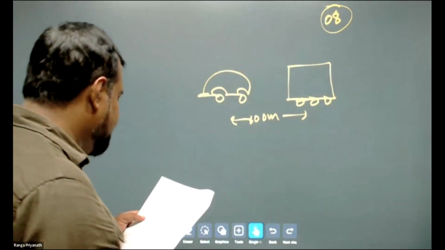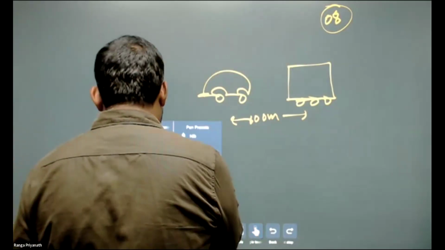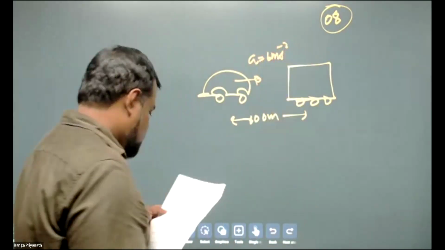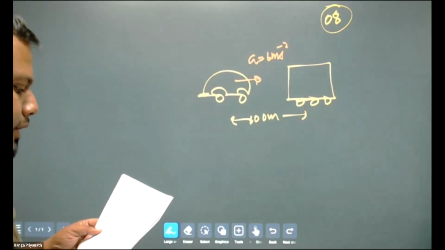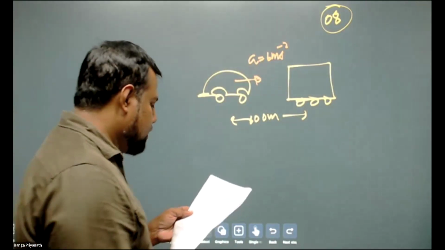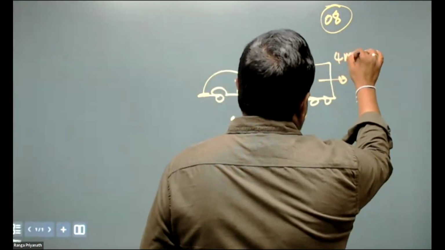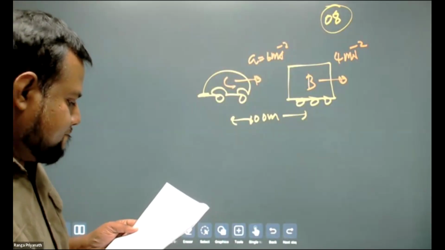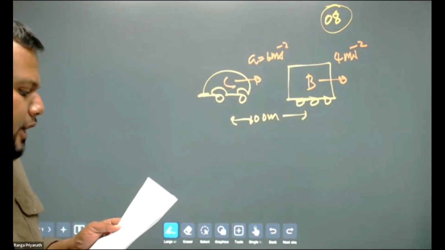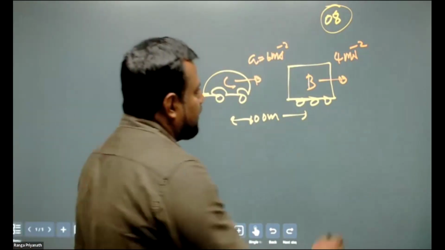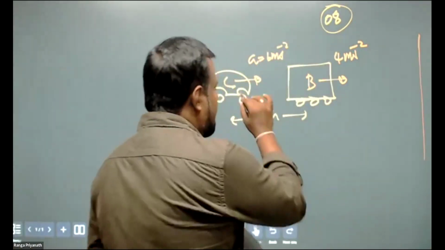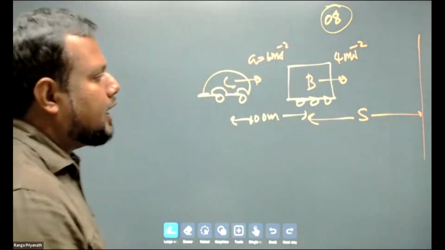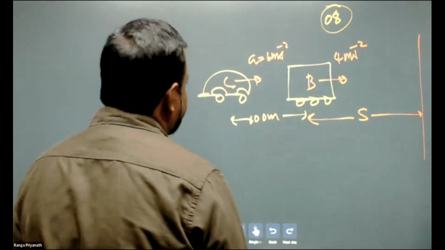If the car starts moving with an acceleration of 6 m/s², when the traffic light turns green, the bus starts moving with an acceleration of 4 m/s². This is the bus, this is the car. Let's say at that point the car overtakes the bus. Let's say the bus travels X distance from there when the overtaking takes place.